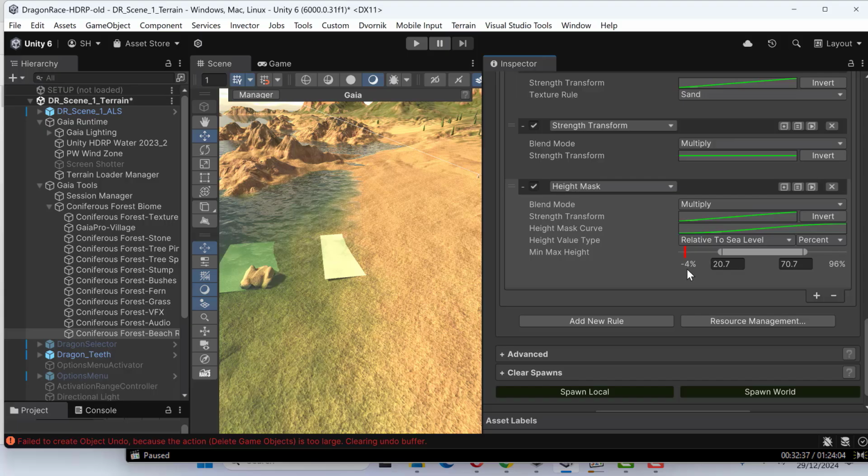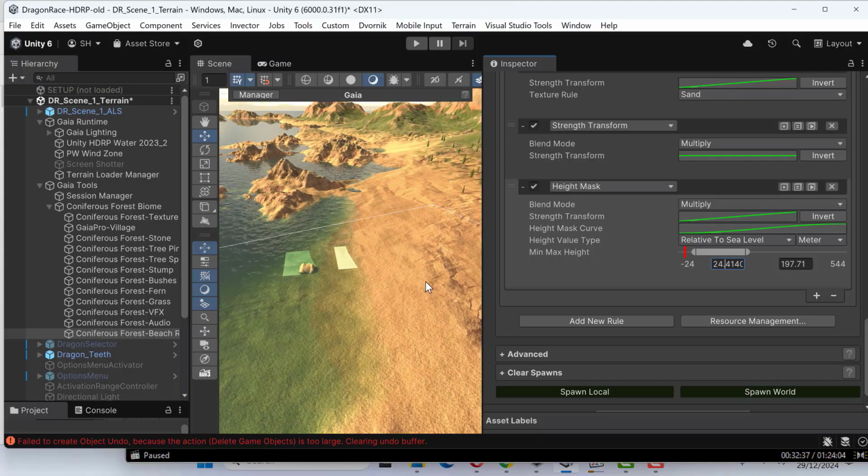So, what's this -4%? Well, let's get rid of the percentage and go into meters. And what is that -4? What did I say? So the sea level is at 24. And let's have a look at the height.